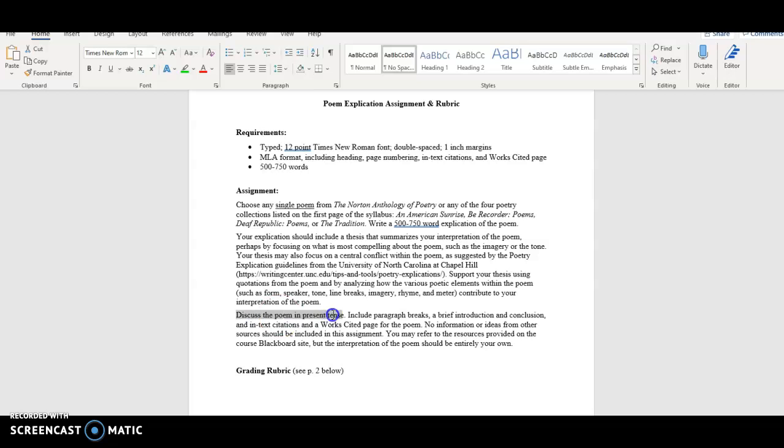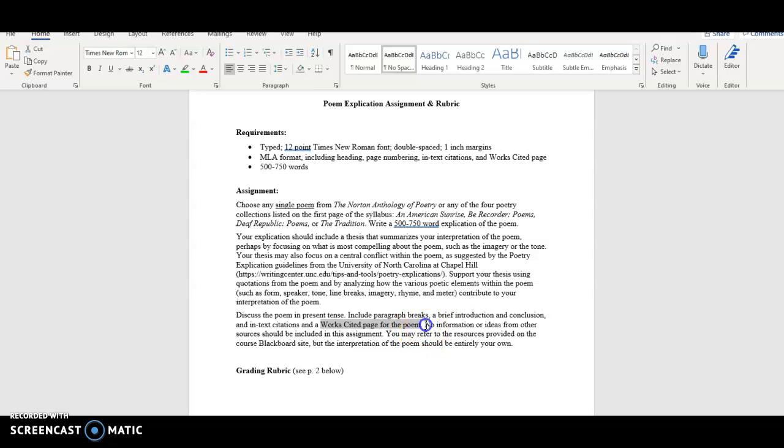So you should discuss the poem in the present tense. That's just academic convention. And even though it is a short essay, I do want you to include paragraph breaks and a brief introduction and a conclusion, as well as in-text citations for when you quote from the poem. You should include the line numbers from the poem as your in-text citations for quotations from the poem. And you should also have a works cited entry at the end for the poem.